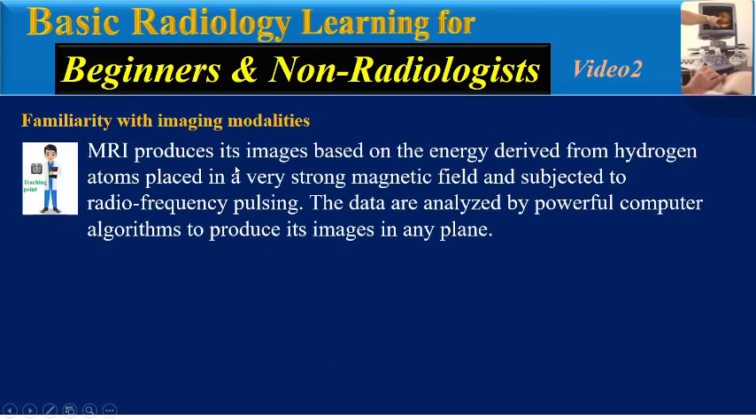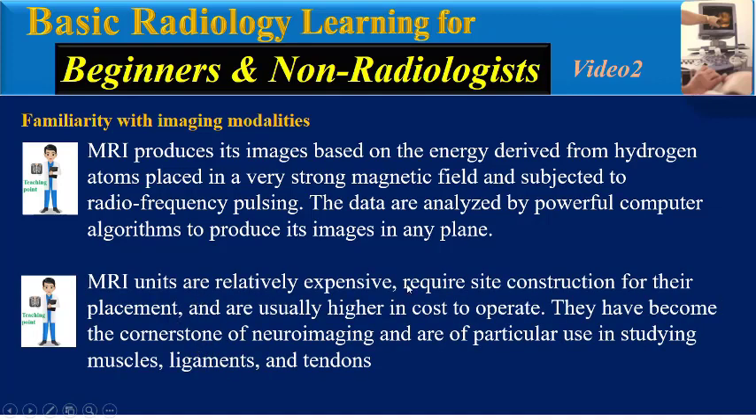MRI produces its images based on the energy derived from hydrogen atoms placed in a very strong magnetic field and subjected to radio frequency pulsing. The data are analyzed by powerful computer algorithms to produce images in any plane. MRI units are relatively expensive, require site construction for their placement, and are usually higher in cost to operate. They have become the cornerstone of neuroimaging and are of particular use in studying muscles, ligaments, and tendons in musculoskeletal imaging.